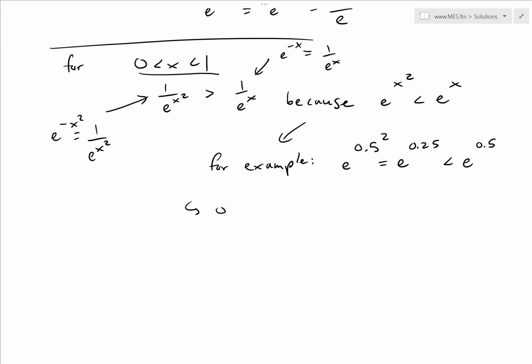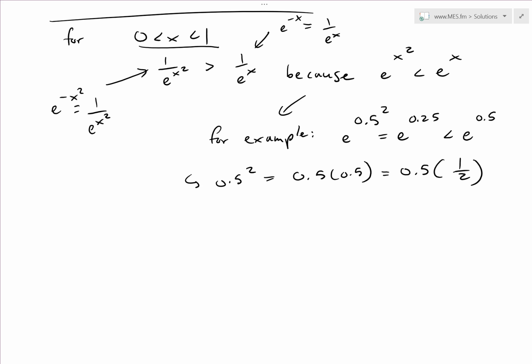0.5 squared is equal to 0.5 times 0.5, which is the same thing as writing 0.5 times 1/2. The reason squaring a number between 0 and 1 gives something smaller than the actual number is that a good way to think about it is that it's calculating half of 0.5, so that's just 1/2 of 0.5, which is 0.25. So half of it is equal to 0.25.